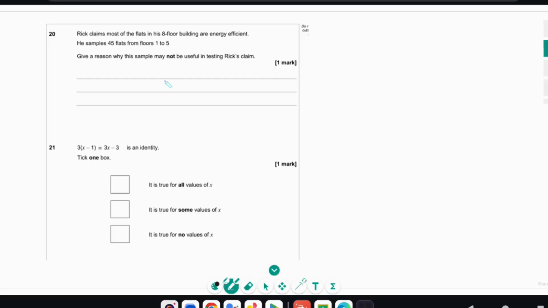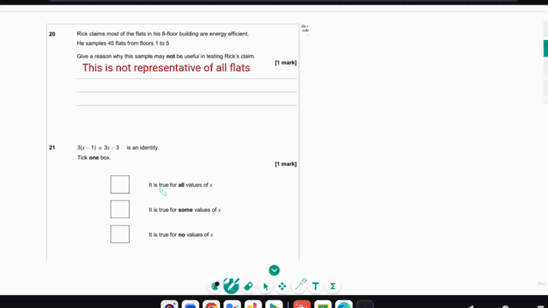Rick claims most of the flats in his 8-floor building are energy efficient. He samples 45 flats from floors 1 to 5. Give a reason why this sample may not be useful in testing Rick's claim. Well, he only used floors 1 to 5, so this is not representative of all flats. Or something else along the lines of he didn't take into account flats on other floors.